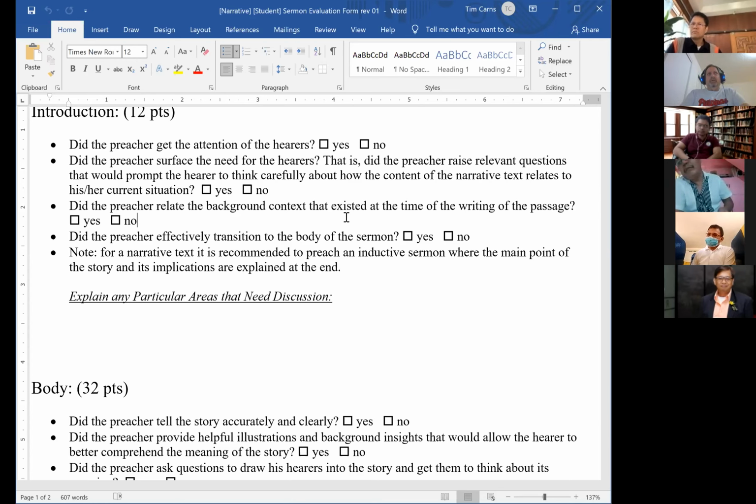Good question. No, I think for me, I haven't really examined it, but my introduction for narrative is probably shorter, because I'm going to be telling the story. And usually I try to make my narrative sermons inductive. That is, I don't tell them the main idea at the beginning. I lead them to it through the story. So I don't want to spend a lot of time at the beginning, except to give the setting of the story.